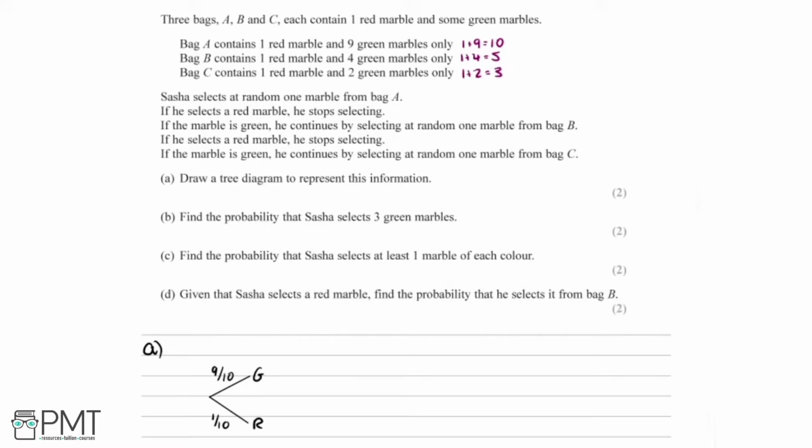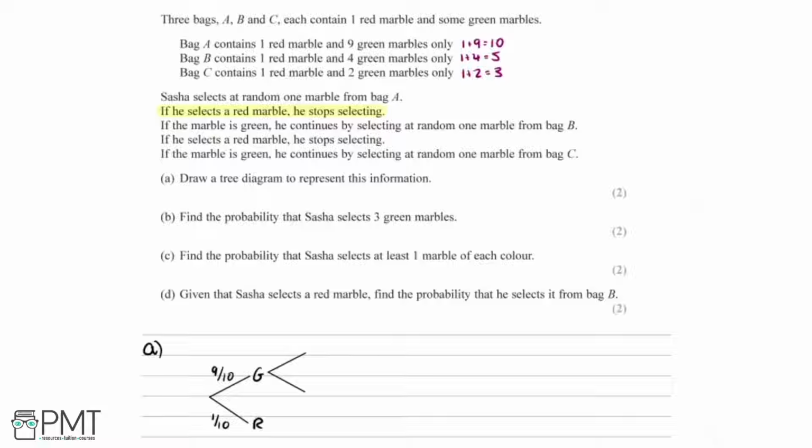It says if he selects a red marble, he stops selecting. So if he goes down this path and chooses a red one, well, he stops selecting, there's nothing else. So we don't need to have any branches coming off of here. Instead, we're going to then have 2 branches coming off of green. Because if the marble is green, he continues selecting at random 1 marble from bag B.